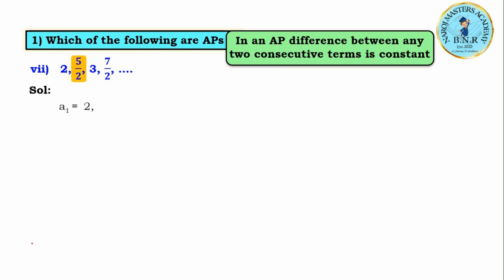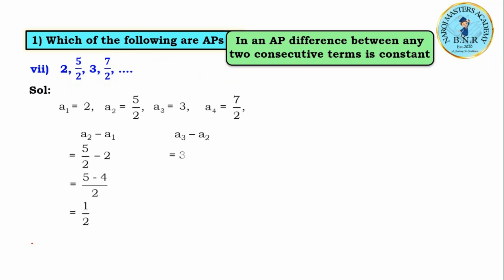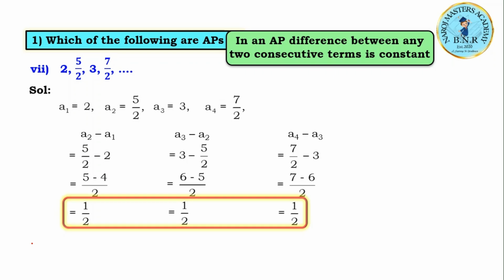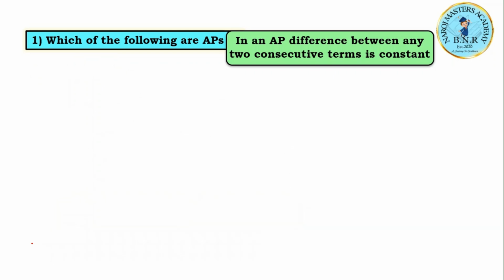So A1 is equal to 2, A2 is equal to 5 by 2, A3 is equal to 3, A4 is equal to 7 by 2. So your answer is 1 by 2. The difference is 1 by 2. Okay, so the difference is constant. It means the given list of numbers is an AP.